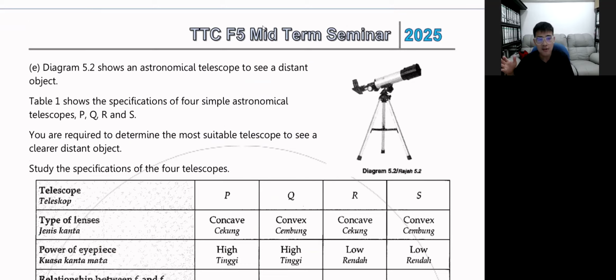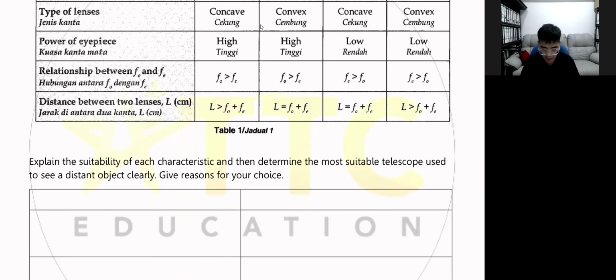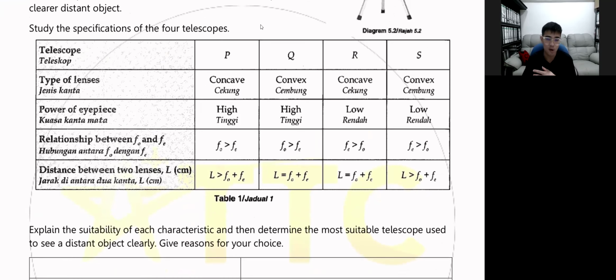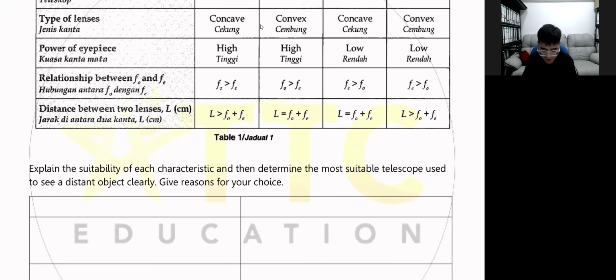So there are 4 telescopes, P, Q, R, S, and you are required to determine the most suitable telescope to see a distant object more clearly. That means the object you see must be clear and also very far. So study the specification of the 4 telescopes. At the bottom here, you have 1 table consisting of 4 telescopes and each of their characteristics. So choose the suitability of each characteristic and explain, then determine the most suitable telescope to see the distant object clearly and also give a reason for your every choice.